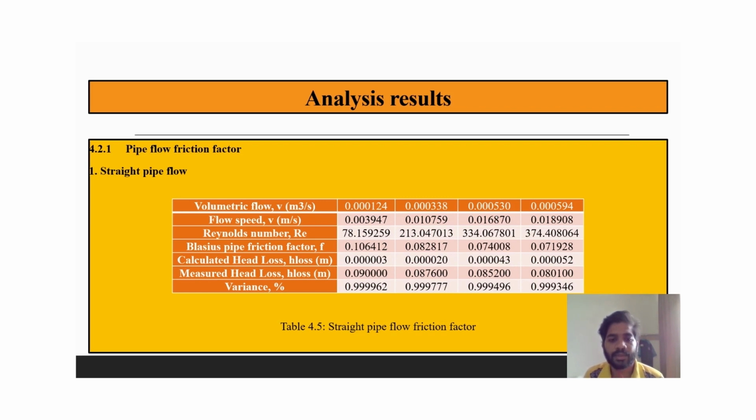Okay, now let us refer to the analysis results. Starting from the straight pipe flow, the values obtained consist of volumetric flow speed, Reynolds number, Blasius pipe friction factor, followed by the calculated measured head loss and also its variance. For the straight pipe flow, we can observe that the difference in its variance is very small for every part of the values obtained, as you can see in the table.